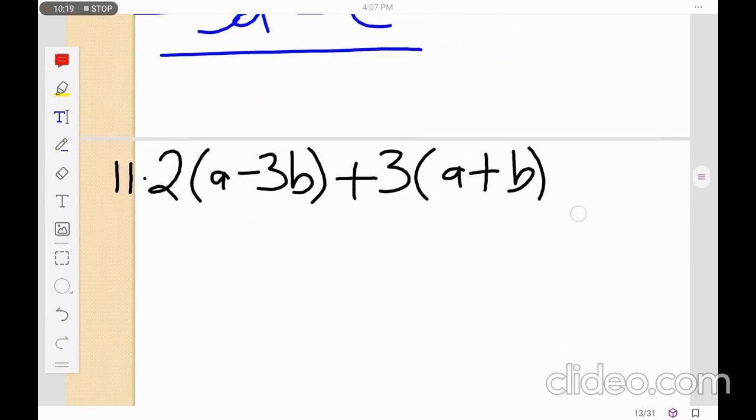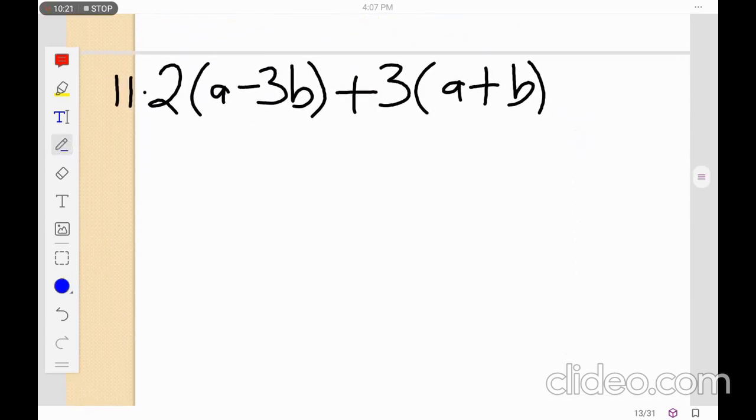Let's do another question. Okay, this one, we have got 2 is multiplying everything that is inside, and here 3 is multiplying everything that is inside. So let's do that. First one, I've got 2 times a, we get 2a.